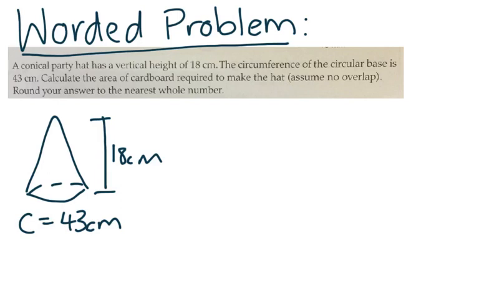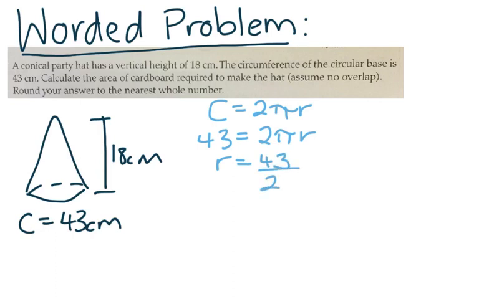So to start, we know that the circumference is equal to 2 pi r. So we've got 43 is equal to 2 pi r, and then we just rearrange. 43 divided by 2 pi to get our radius. And that gives our radius 6.8 centimetres to 1 decimal place.